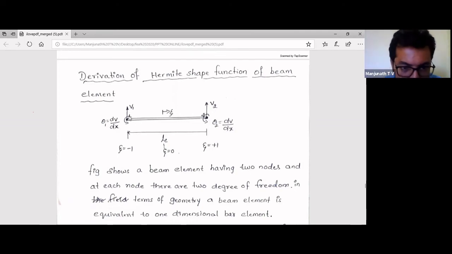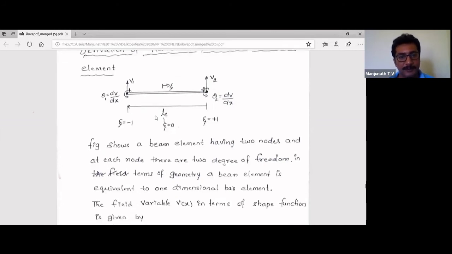So for the beam element we have considered here, with node 1 and node 2, the vertical deflection at node 1 is V1, the vertical deflection at node 2 is V2, the rotation at node 1 is theta 1, and at node 2 the rotation is theta 2. Theta 1 is again a derivative of the vertical deflection, and theta 2 is also a derivative of the vertical deflection. So the shape functions we obtain at node 1 and node 2 for this beam element are known as Hermite shape functions. That is how we consider the Hermite shape functions.